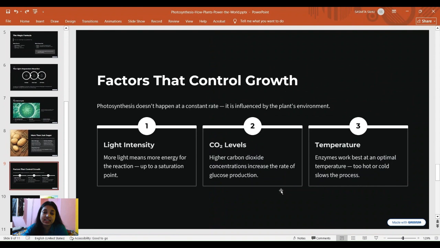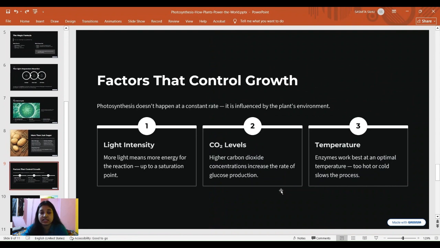So the next thing is carbon dioxide levels. Higher carbon dioxide concentrations increase the rate of glucose production. So basically, carbon dioxide levels influence glucose production. The third point is temperature. Enzymes work best at an optimal temperature. Too hot or cold slows the process.